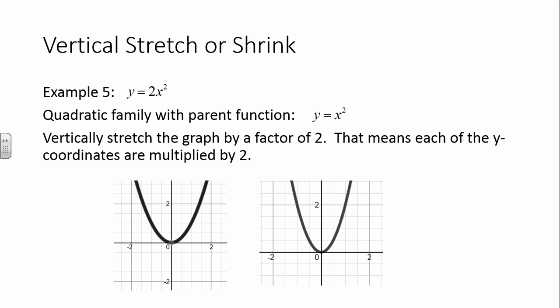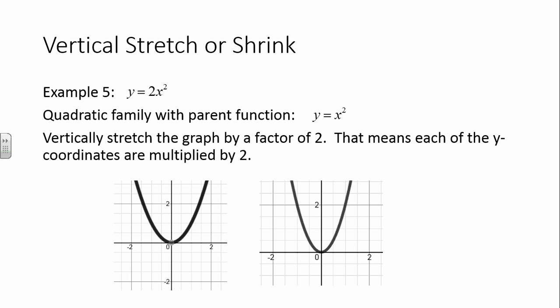Moving on, let's do the stretching and shrinking vertically first. So in this example, I have y equals 2 times x squared. Again, x squared is my parent graph, my parabola sitting at the origin opening up. If I throw a 2 out in front, now we are stretching the graph vertically by a factor of 2. So in my parent graph, instead of going through the point (1, 1), now it needs to be going through the point (1, 2).